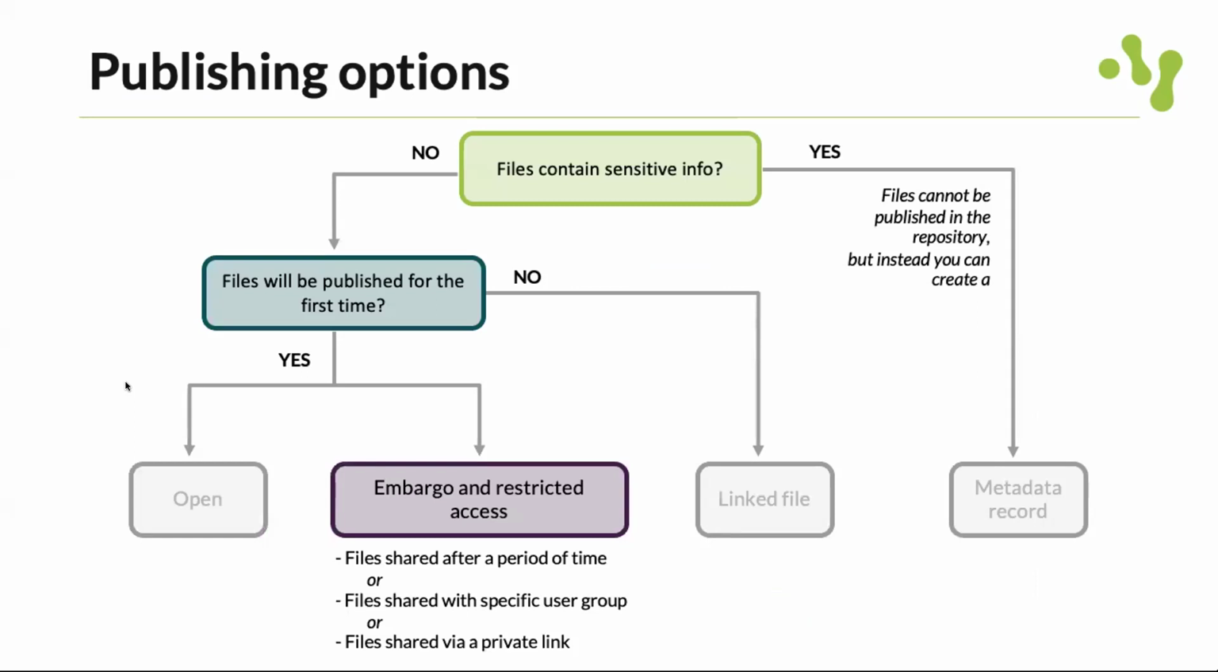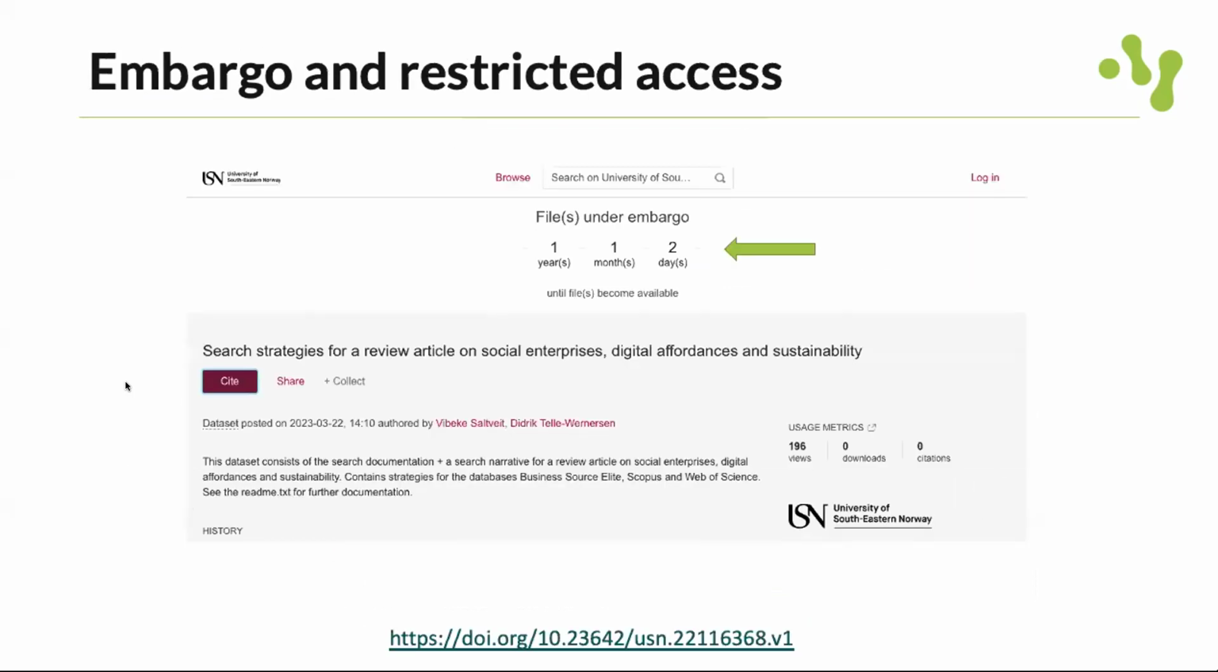The second publishing option is to use embargo or restricted access. And this is a more broad option, including several decisions that you need to take. So I have chosen to show a few examples.